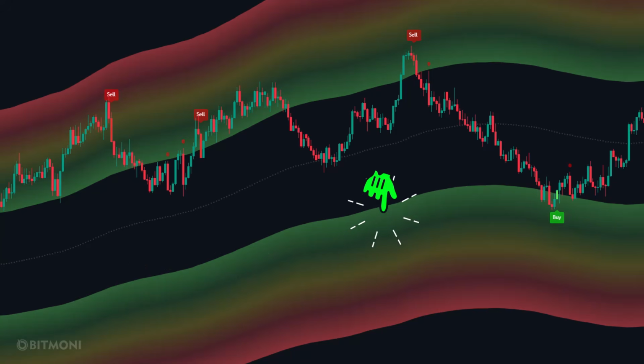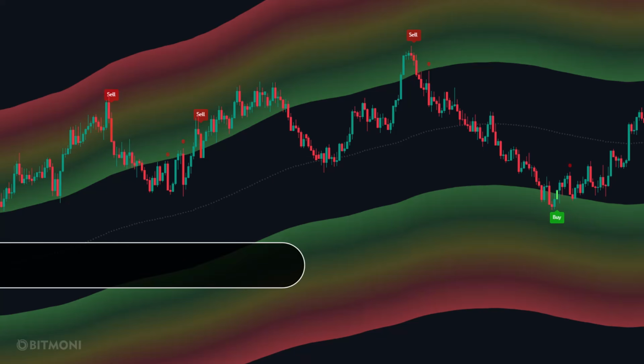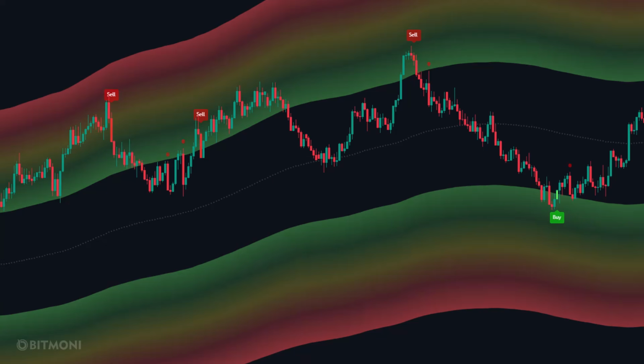The green band represents the initial phase, where price is starting to get overextended. The yellow band suggests a moderate level of overextension, while the red band signals a high likelihood of reversal due to significant overextension. We also have this dotted line here, which is called the middle line. The middle line serves as an equilibrium level between the overbought and oversold level.